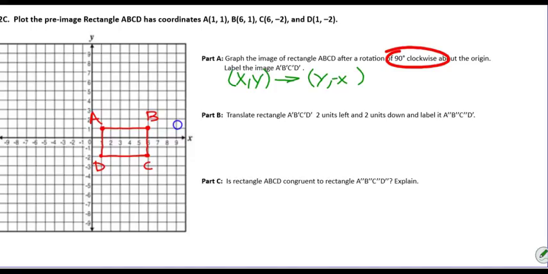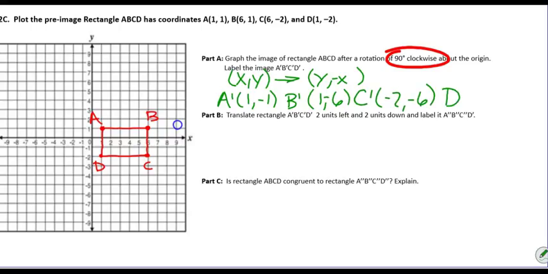And so now we're going to apply this rule to our points. We've got A prime, and when we flip them, it would be (1, -1). B, we're going to flip them again. It's going to be (1, 6), and now this 6 is going to become negative. And then C prime is (-2, -6), and D prime is (-2, -1). Again, flip them and then change the sign of what is in the y position.